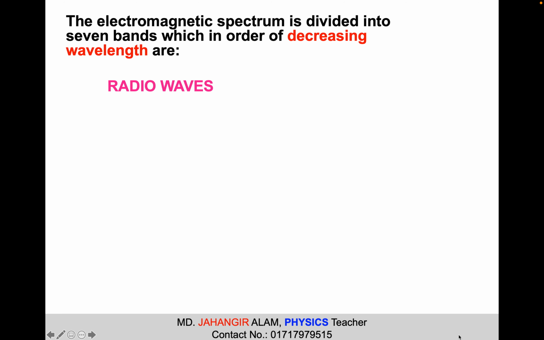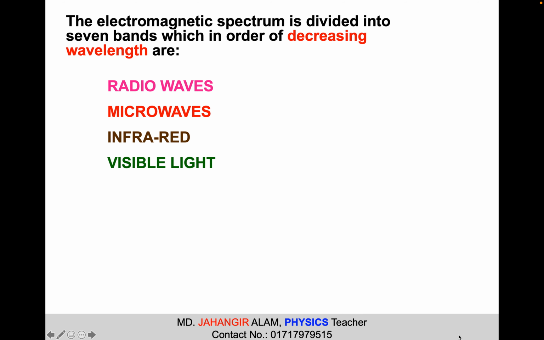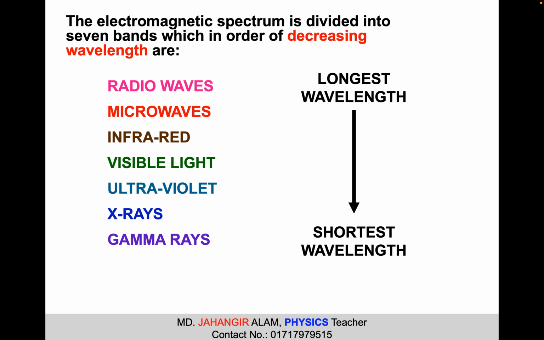The electromagnetic spectrum is divided into 7 bands or segments, which in order of decreasing wavelength are: radio waves, which have the maximum wavelength, then microwave, infrared wave, visible light, ultraviolet, X-ray, gamma rays. So the longest wavelength is radio waves and the shortest wavelength is gamma rays. This is the series of decreasing wavelength.